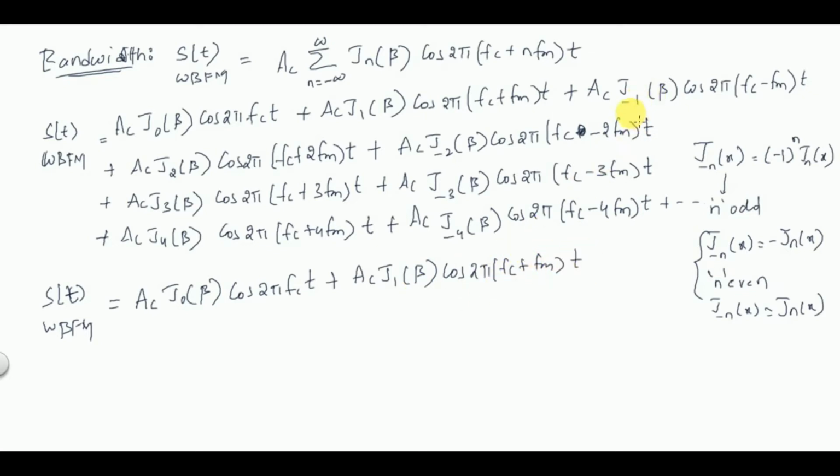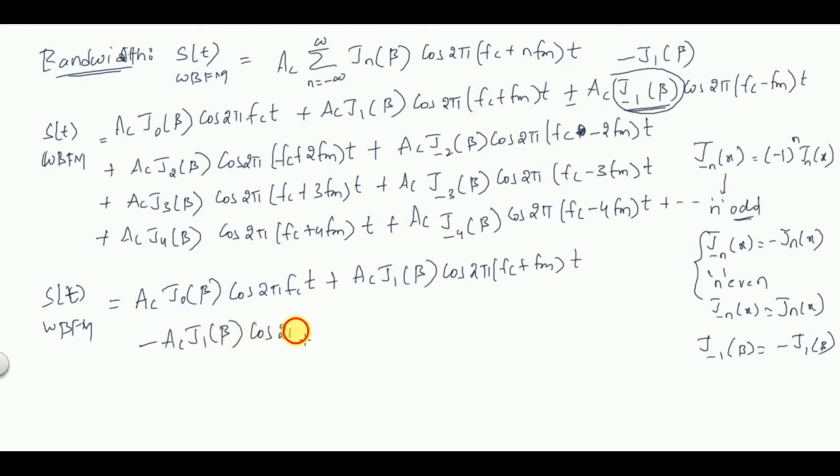Now the third term has J minus 1 of beta, and 1 is an odd number, so J minus 1 of beta is equal to minus J1 of beta. In the place of J minus 1 of beta, we can write minus J1 of beta. When minus is multiplied with plus, you get minus, so minus A_c J1 of beta into cos 2 pi (fc minus fm) t.